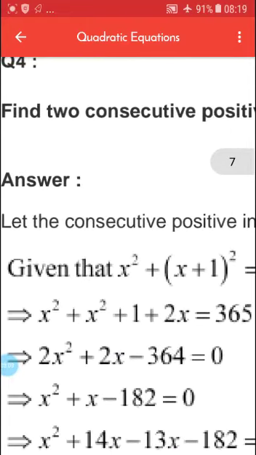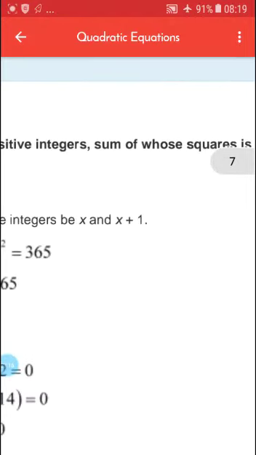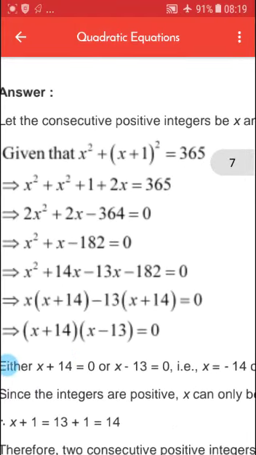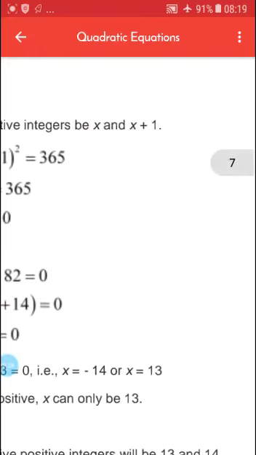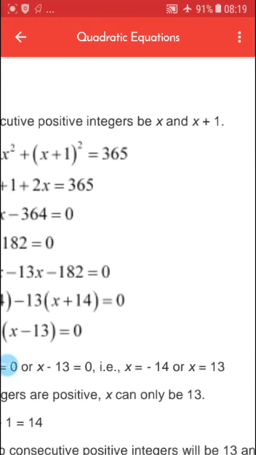What we have to do? We have to find two consecutive positive integers, the sum of whose squares is 365. Again, these are consecutive positive integers. So let the consecutive positive integers be x and x plus 1. We will assume the consecutive positive integers to be x and x plus 1.